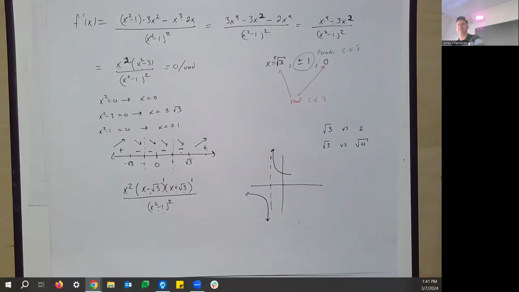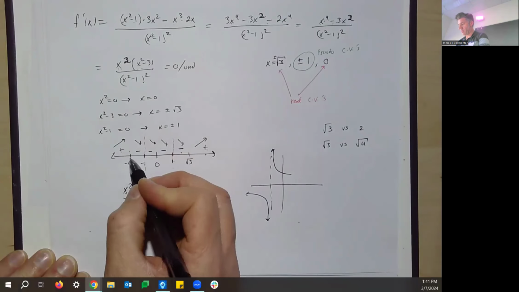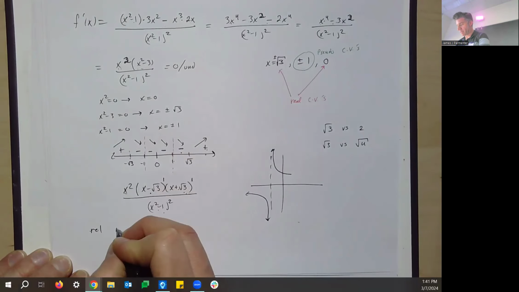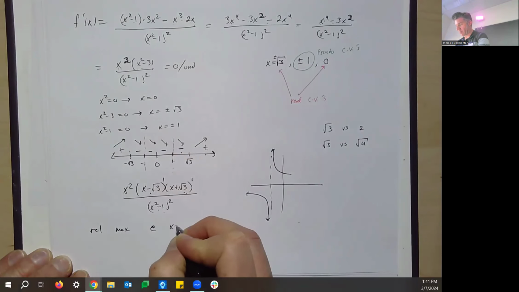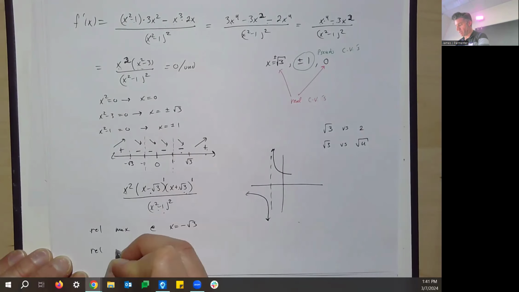Okay, I guess we should talk about our relative extrema. This problem is kind of gross. So our relative extrema at -√3, we have a relative maximum at x equal to -√3. And at positive √3, we have a relative minimum.